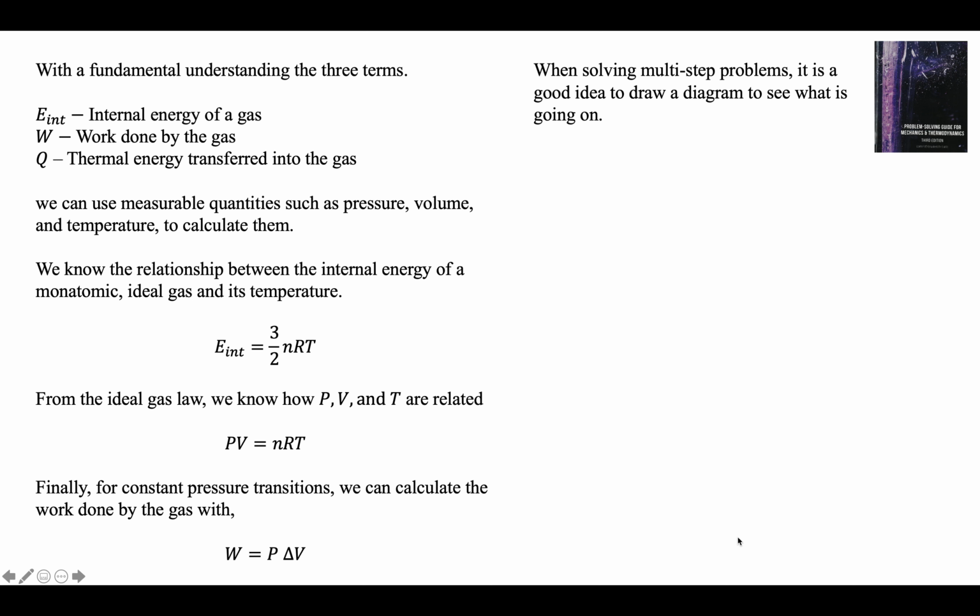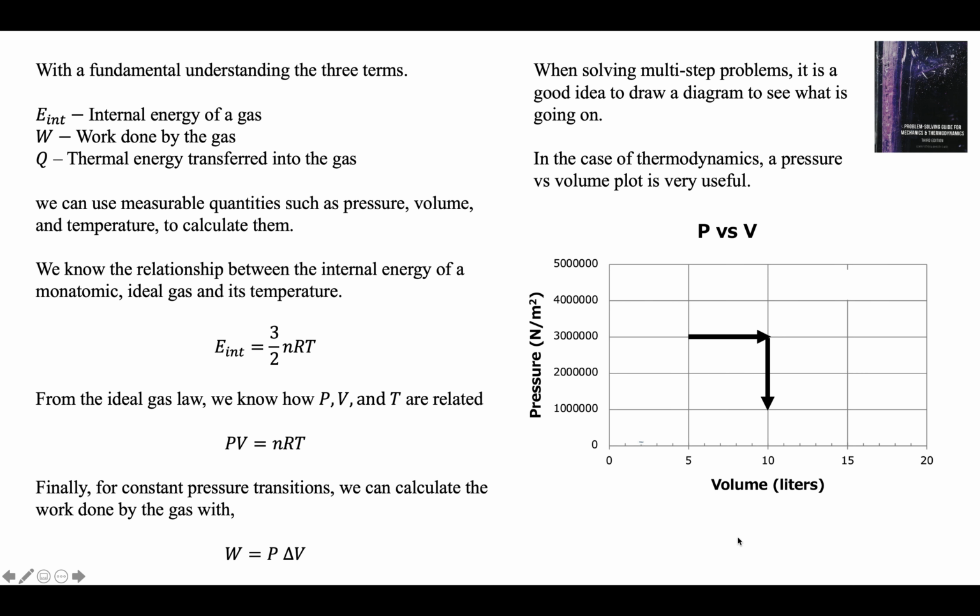It's always a good idea to draw a diagram so you can see what's going on. And if you're doing problems in thermodynamics, a pressure versus volume plot is very useful. So here's pressure versus volume, and it has a transition on it. We can read off the pressure and the volume, and let's assign a number of moles. So we have 5 moles of an ideal monatomic gas. Starts off at 3 million newtons per square meter, about 30 atmospheres.